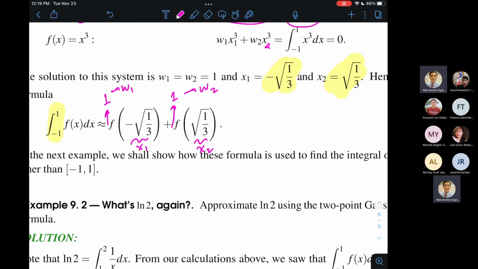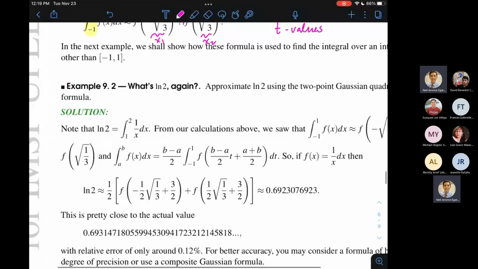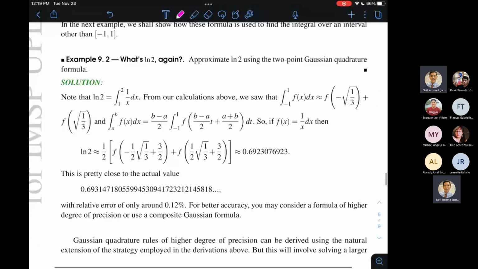Now you can think of the x1 and x2 here that we have computed to be the t-values in the translation formula that we obtained by the change of variable kanina. Okay? So tingnan natin to. Example 9.2. Again, we want to approximate ln2 using the 2-point Gaussian quadrature formula. So, continuation ito nung examples mula sa Newton codes, kaya ln2 uli yung ginamit ko.